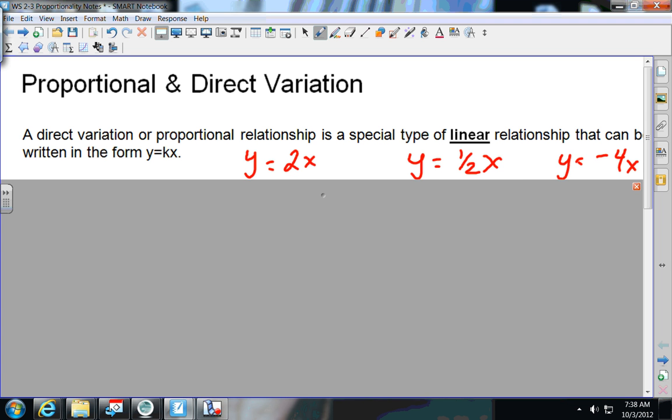I do have an x. What do you mean, no constant? Okay, so if there's no addition or subtraction, there's no constant that we see at the end, what number is that? 0. So in direct variation and proportion, the constant is always 0.